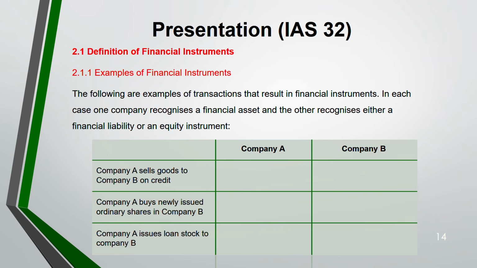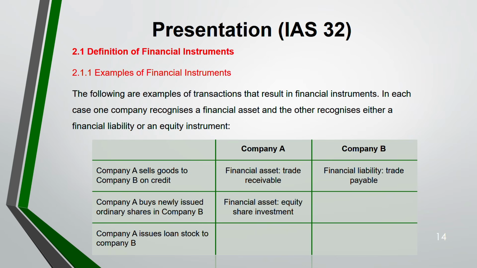So let's say company A is selling goods to company B on credit. For company A, it's a financial asset because they are going to receive from company B. It's a trade receivable. But for company B, it's a financial liability. They have to pay to A. So they are trade payable. Okay, the next scenario. This is the simple one, basic, everyone understands. Second, company A is issuing shares to B. For company A, again, it's a financial asset because for them, it's equity share investment. But for B, it's an equity instrument, not a liability, the ordinary share capital.